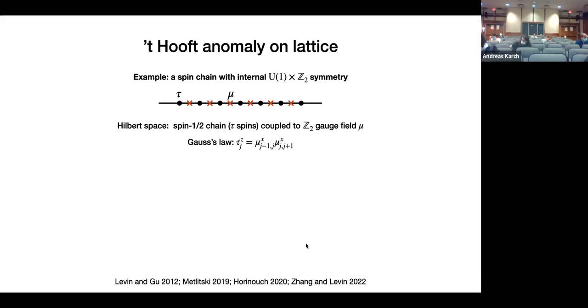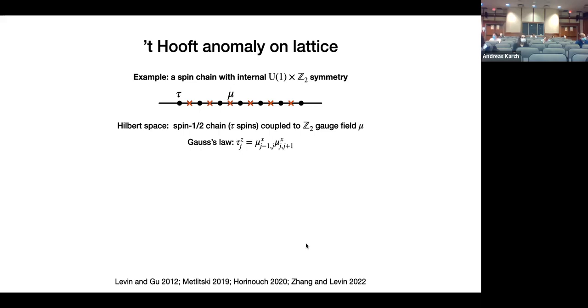Okay. So we have some spin 1/2 sitting on the dots, and we have Z2 gauge fields sitting on the red crosses on the links. So the Hilbert space of the system is a spin 1/2 chain, the tau spins, coupled to a Z2 gauge field, the mu spins. To make it a gauge theory, we have to impose Gauss law. Here the charge of the Z2 is tau Z. So tau Z has to be equal to the gradient of the electric field, which is the product of mu x on the two links connected to the site. So that's a standard Z2 gauge theory in the one-dimensional system.